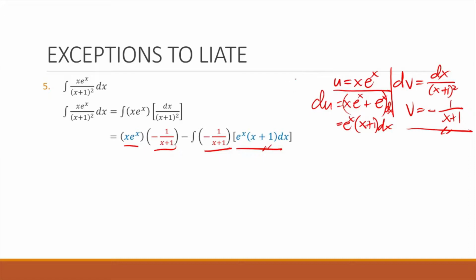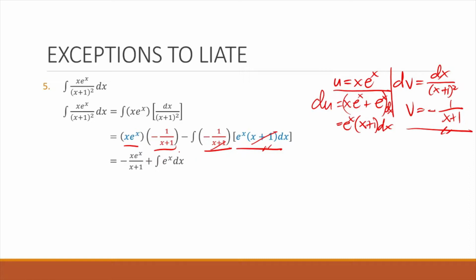Alright, so from here, let's simplify. So first term, all in all, we have negative x e raised to x over x plus 1 plus integral of e raised to x dx na lang kasi mag-cancel out ang x plus 1. Okay, and then negative naging positive.